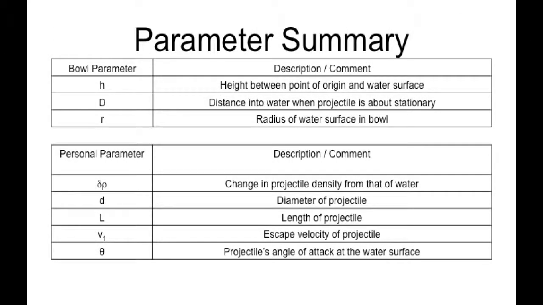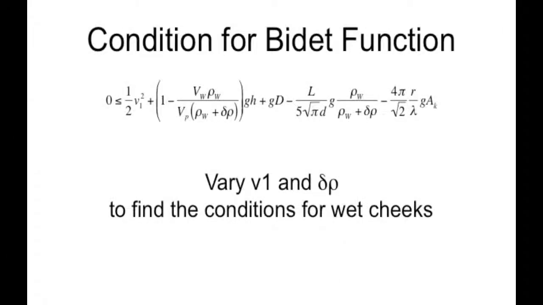As a recap, here are the parameters that define our water bowl projectile system. Unless stated otherwise, we will consider poo 2.5 centimeters in diameter and 15 centimeters long. With our equations, the cheeks of the pilot will get unexpectedly refreshed when the following condition holds true. Without further ado, let's see how this shit flies.